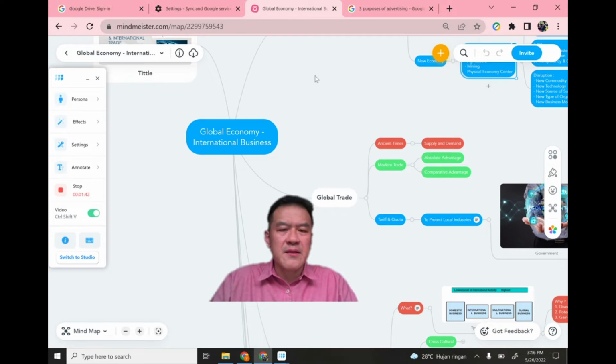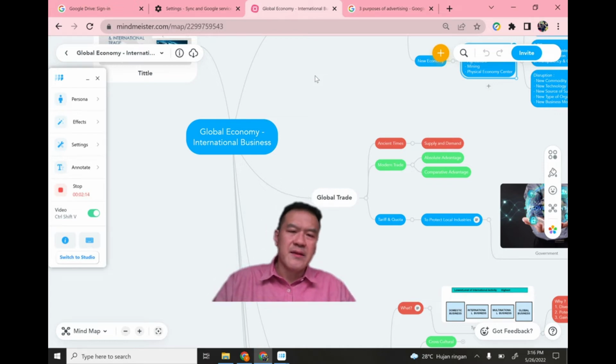For global trade, in ancient times, it was mainly because of supply and demand. There was a supply somewhere in the world, and then there was a demand in a more advanced world. This is mainly the reason why the Dutch came to our country to source spices, and then they brought the spices to Venice to sell them in the market. And then they got very rich because of that.